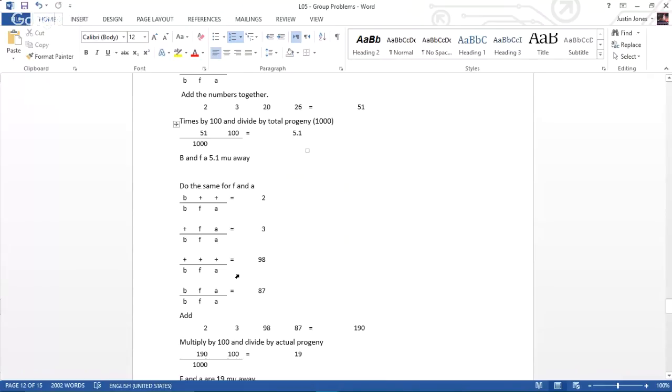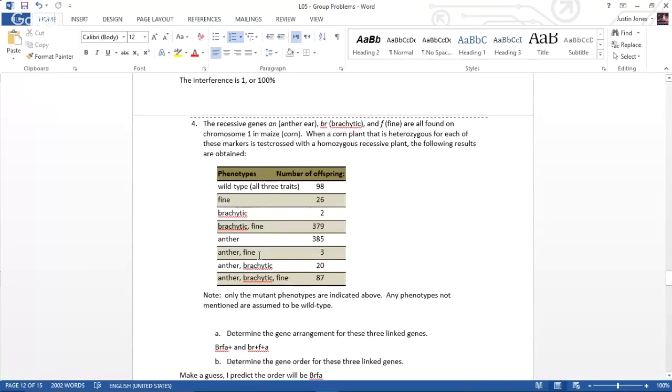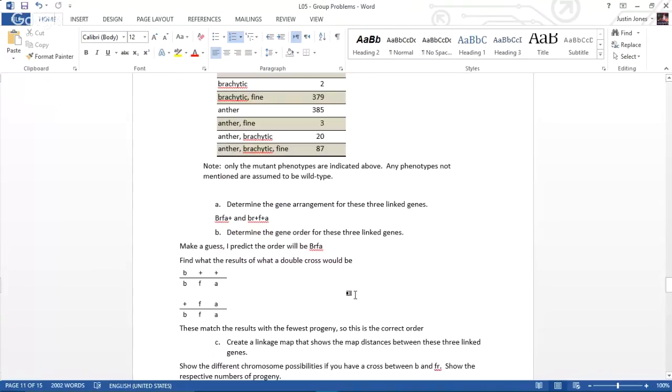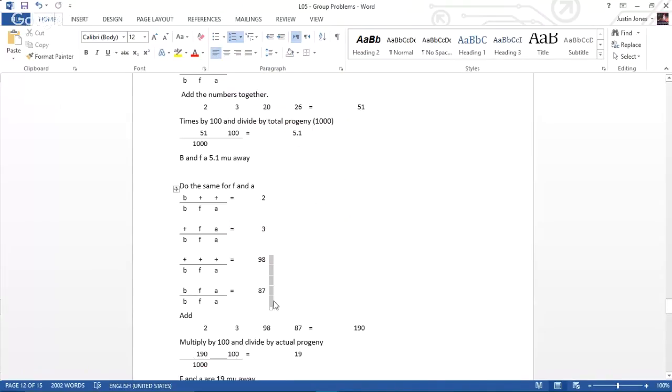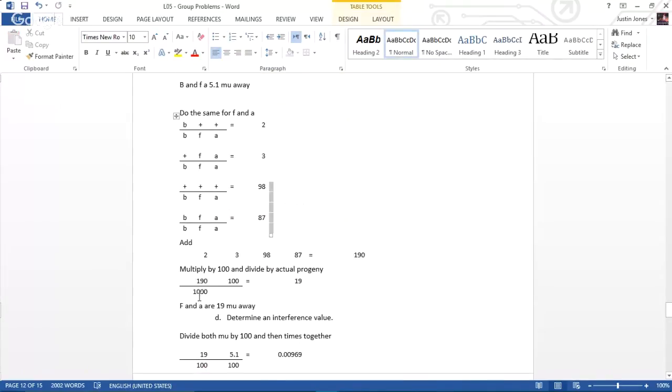Do the same for the other numbers. So these are the double crossovers, leave them the same. And then just swap over the B's. So you're going to get all wild type. That's going to be 98. And then all mutant, which is 87. Add them all together. You're going to be getting 190. Now 190 divided by 1,000, the total progeny, times by 100. It's going to give you 19. So 19 map units away.